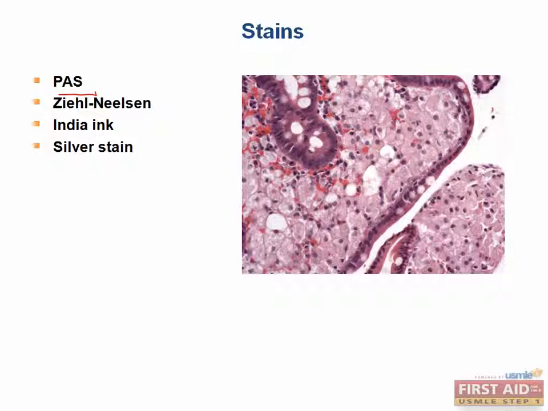So here is a PAS stain of a biopsy of small bowel. Here are your cells, and then you have these bright red areas of PAS positive stain, which is where the bacteria are.